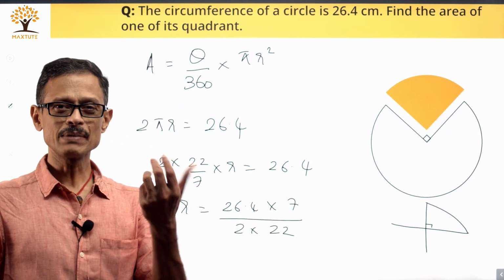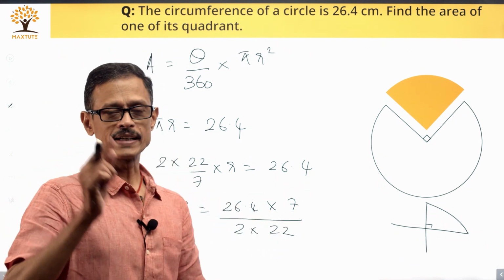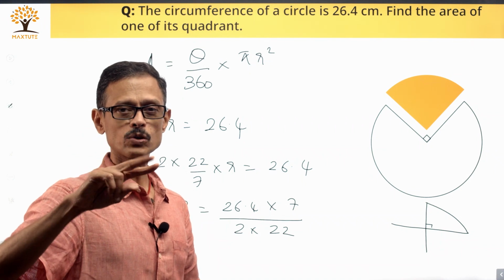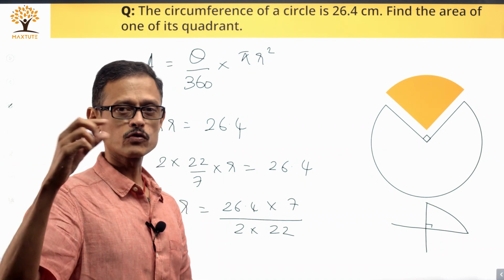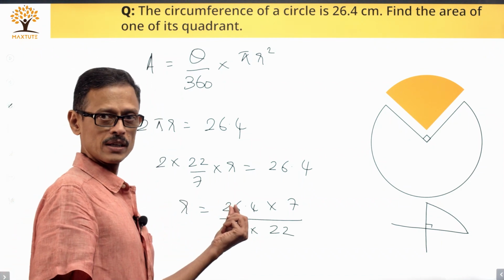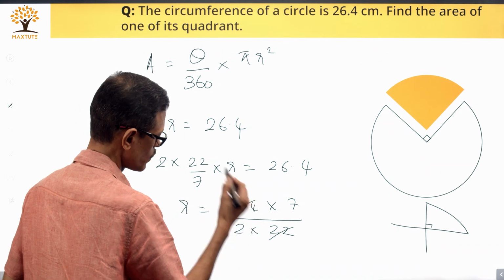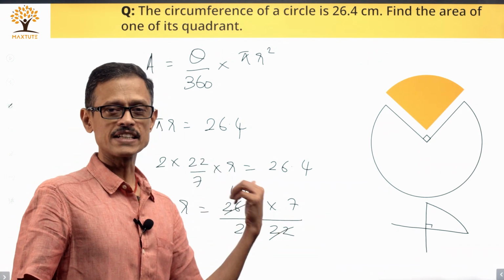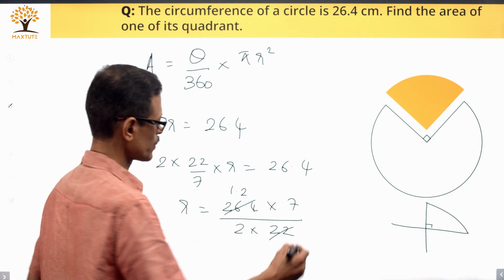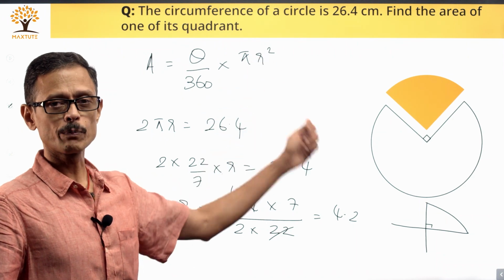This calculation is a little bit tricky. Let's nevertheless do it. Look at it. This 22 times 1 is a 22. 22 into 0.2: 22 into 2 is a 44, so 22 into 0.2 is a 4.4. So 22 plus 4.4 would have been 26.4. So 22 will cancel with 26.4 to leave us with a 1.2. 1.2 into 7 is an 8.4. 12 times 7 is 84. So this is 8.4 divided by 2. That is equal to 4.2. So radius is equal to 4.2 centimeters.